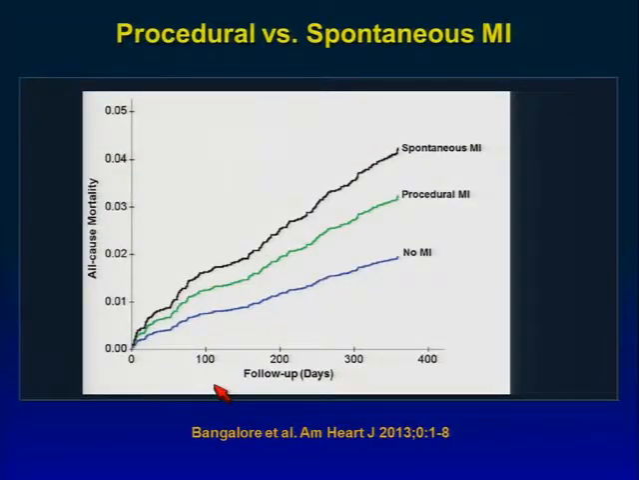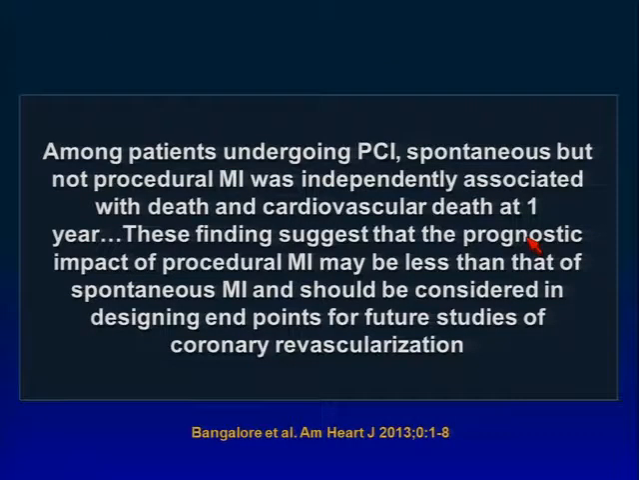In terms of prognostic significance, for 1-year all-cause mortality, there was a graded relationship between patients without an MI, those with procedural MI, and those with spontaneous MI. But in an adjusted model, we found that spontaneous but not procedural MI was independently associated with death and cardiovascular death at 1 year. And we concluded that these findings suggest that the prognostic impact of procedural MI may be less than that of spontaneous MI, and should be considered in designing endpoints for future studies of coronary revascularization.